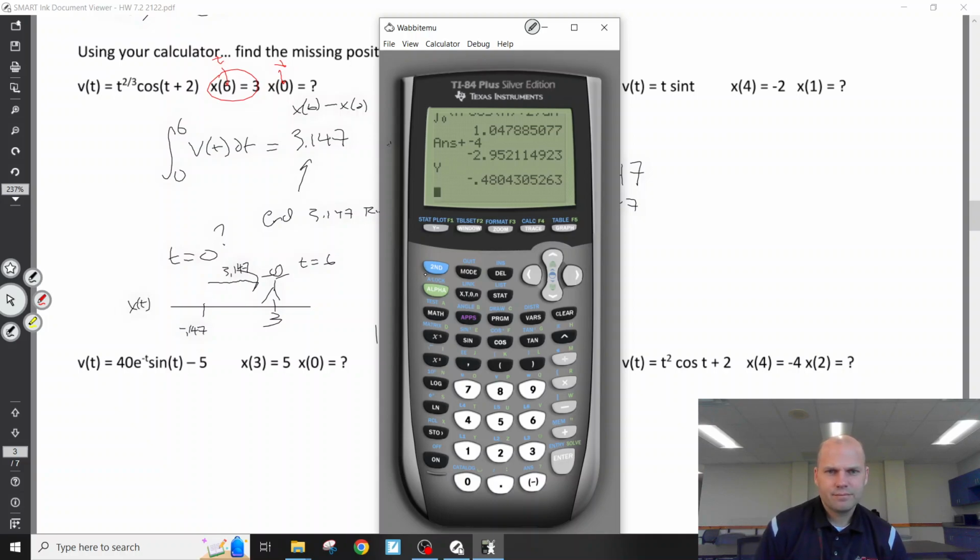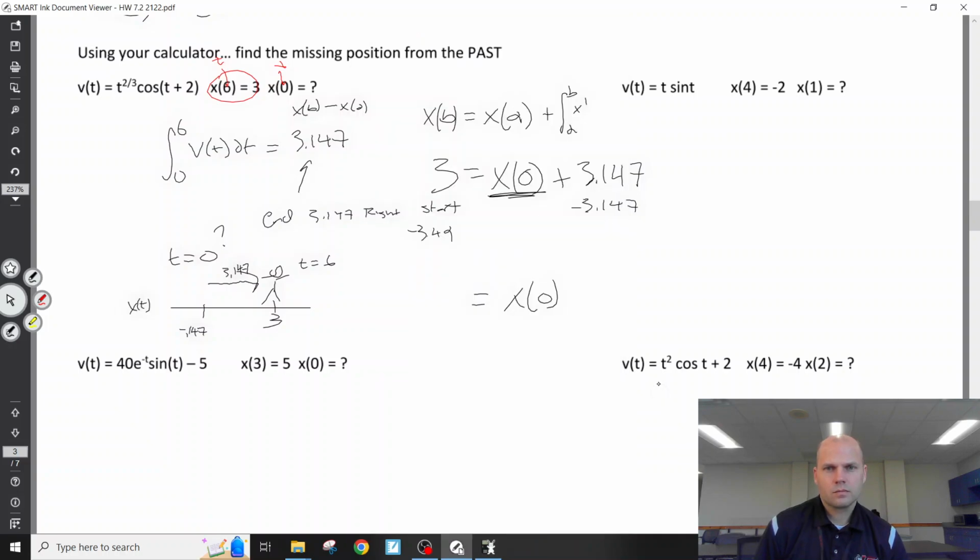I wonder if this is saved as a y. No. It's saved as something. 3 minus 3.147. Negative 1.47.